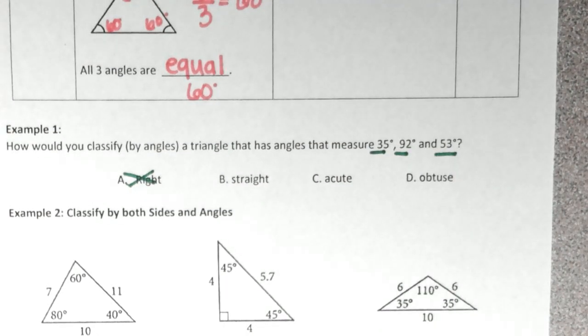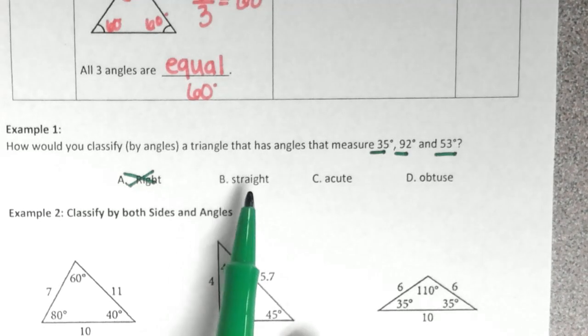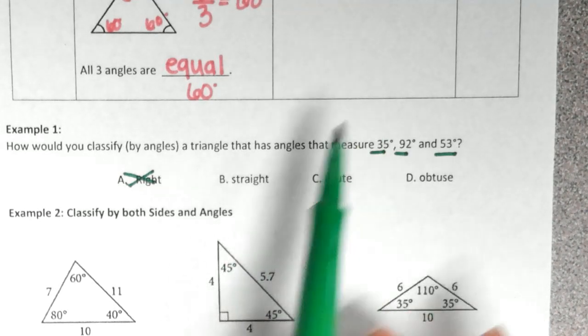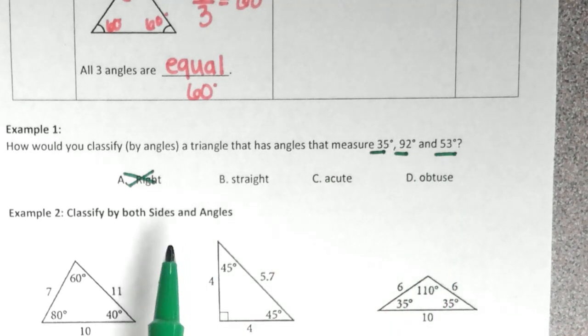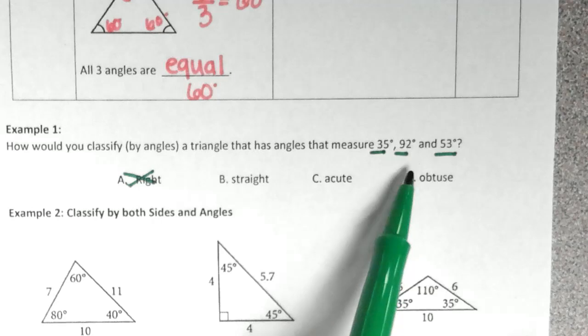Is it a straight angle? No. It says triangle. It literally says triangle. A straight angle is how much? 180. Do y'all agree these add up to 180? But a straight angle means one of them is 180. Is one of them 180?